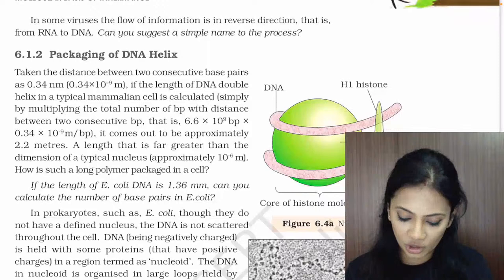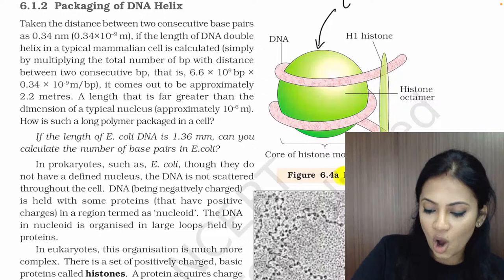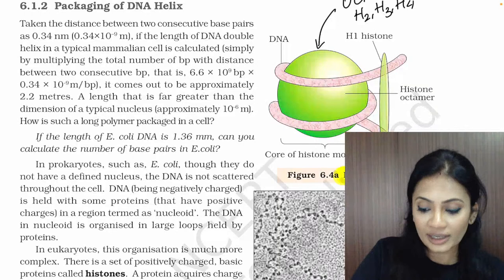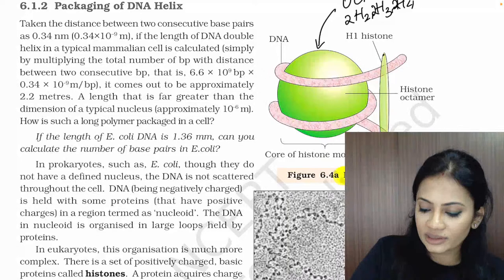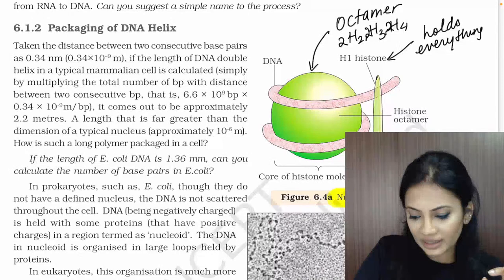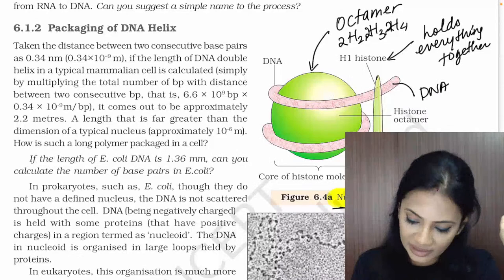Packaging of DNA helix. Come on, quickly, we'll finish all this. Packaging of DNA helix. We see that over here, this is a nucleosome. What is the nucleosome made up of? This over here is the octamer. There are H2, H3, H4, two of each. Two of H2, two of H3, two of H4. Then, outside here, to hold everything together, H1. And what is this? DNA. Fine? The whole thing is what we call a nucleosome.